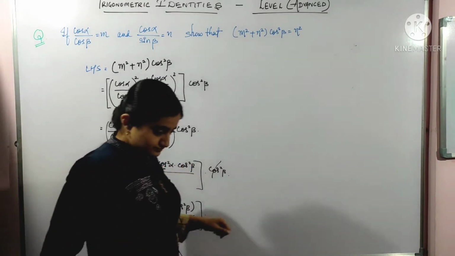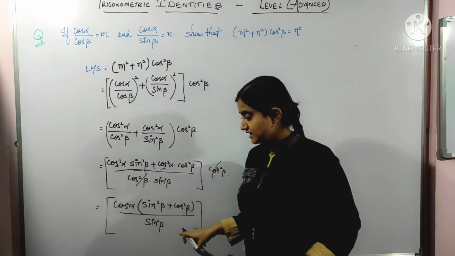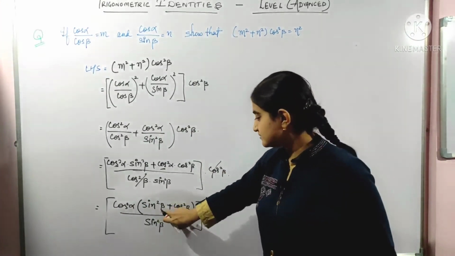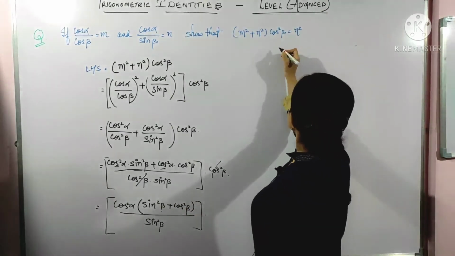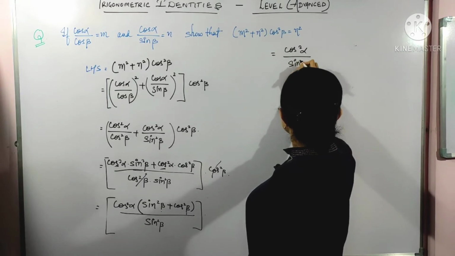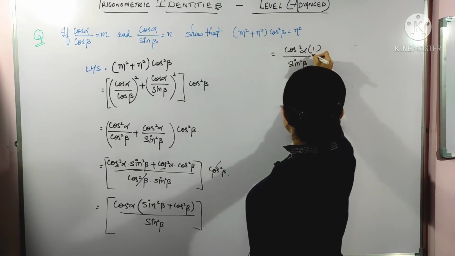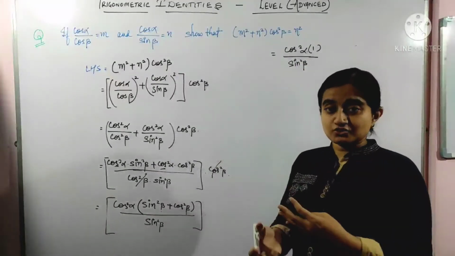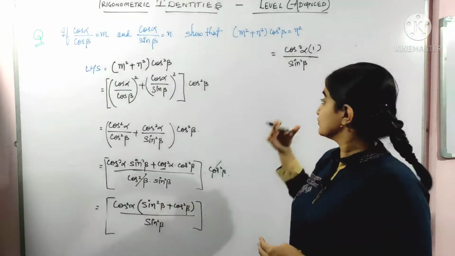Okay, now we have done this part. Now we will move on to our next part, that is, this is what? An identity, cos square beta plus sin square beta. So we can put here 1. So we will get cos square alpha upon sin square beta, and here we will get 1. Okay, I have written 1 because you should know why we have proceeded to this step.